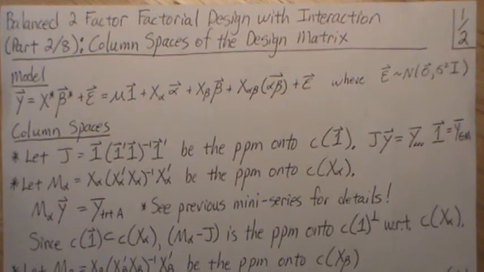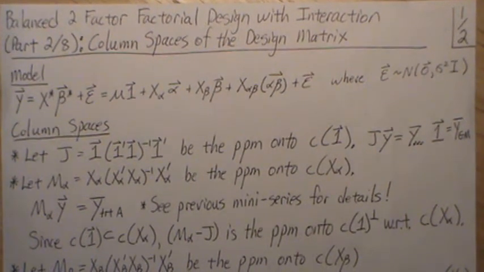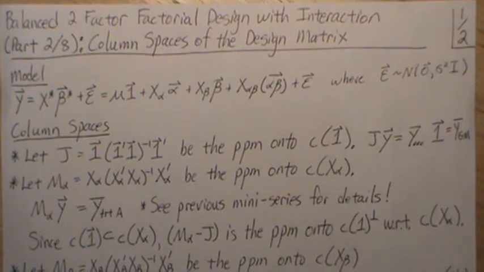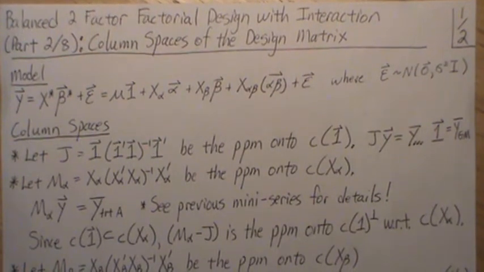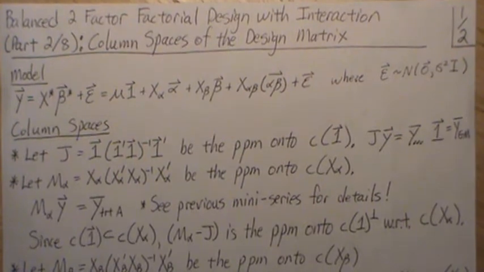Hello, this is the next video in a playlist that I'm calling General Linear Models Design of Experiments. And this is a little mini-series within that playlist. This mini-series deals with two-factor factorial designs with interaction. This is part 2 of an 8-part series.